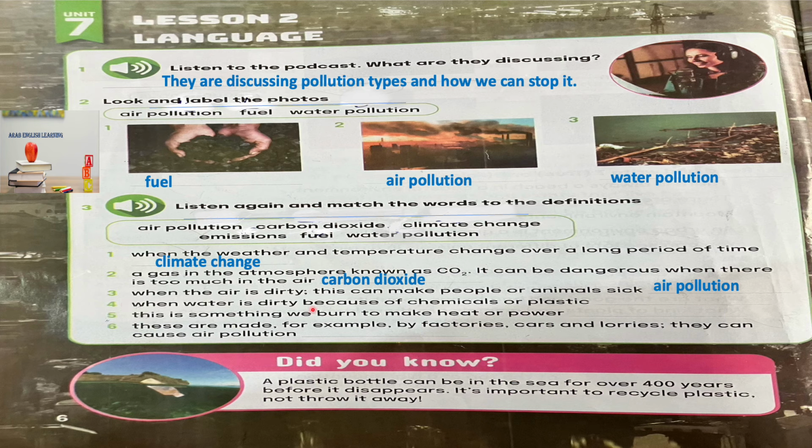4. When water is dirty because of chemicals or plastic, we call this water pollution. 5. This is something we burn to make heat or power. This is fuel. 6. These are made, for example, by factories, cars, and lorries. They can cause air pollution. We call this emissions. Did you know a plastic bottle can be in the sea for over 400 years before it disappears? It's important to recycle plastic, not throw it away.